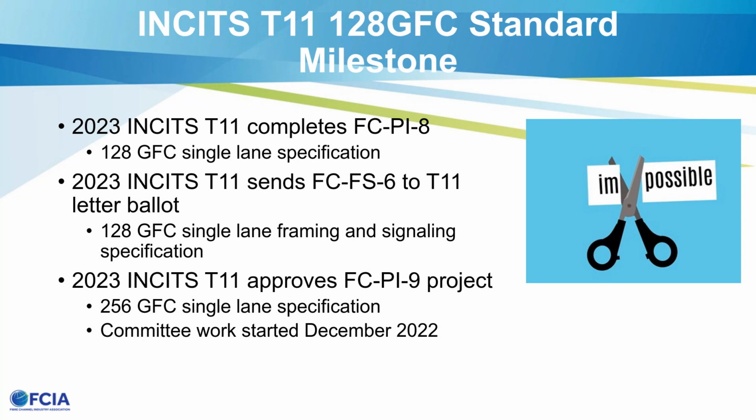And then in 2023, INCITS T11 approved the FCPI-9 project, which is a 256 GFC single lane specification. And we have started work in that ad hoc already. In fact, we just recently had a meeting that had 18 presentations. So we're kind of moving along quickly with that. And the framing and signaling group also has a standard approved called FCFS-7, which will be the framing and signaling that goes along with the 256 GFC single lane. So progress continues to move forward.